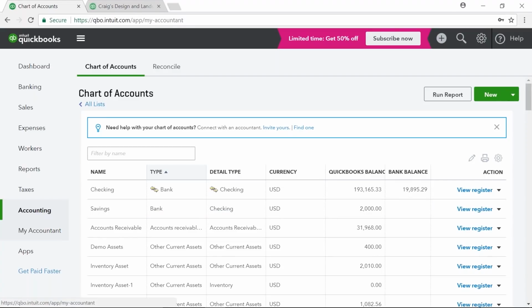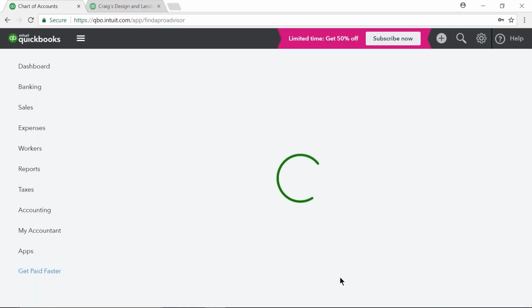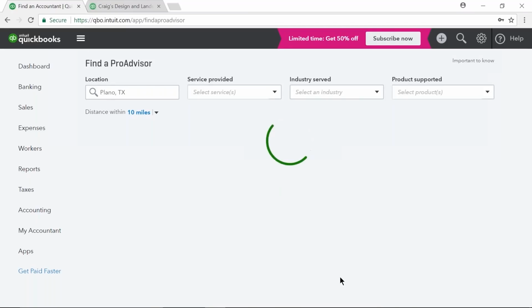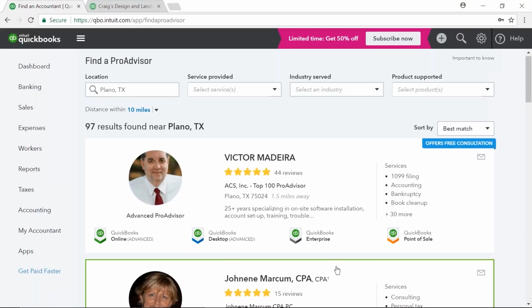But you can actually get your accountant to join your company file by clicking on My Accountant right here. You can invite them through this window, and you can also click on Find a Pro to Help. And from this screen, you can then search for what are called pro advisors in your area. These are people who have passed certification exams, and they know how to use QuickBooks Online at a high level. So this can be a very helpful resource for a lot of you.